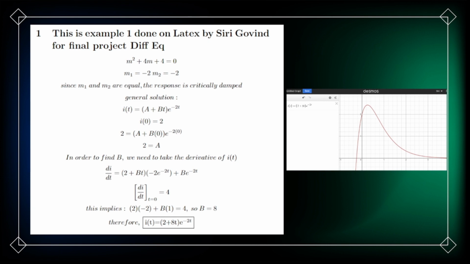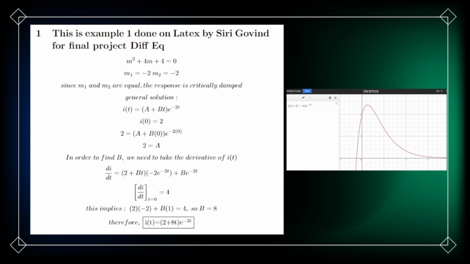So for example 1, firstly, we need to write down the auxiliary equation, which is m squared plus 4m plus 4 is equal to 0. And then we find the roots of that auxiliary equation, and the roots I found were m1 is equal to negative 2 and m2 is equal to negative 2. And here we can see that since both m1 and m2 are equal, the response is critically damped. And our general solution for a critically damped system is given by i(t) is equal to (A plus B times t) times e to the negative 2 times t.